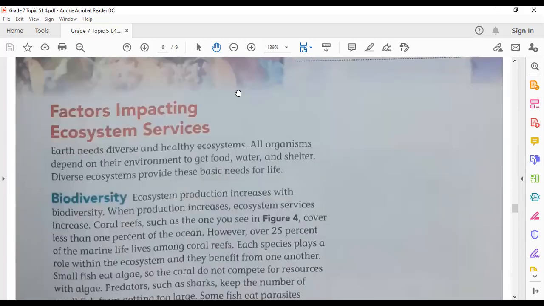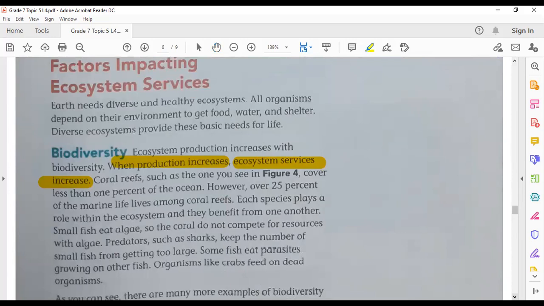As you know, in general, when biodiversity is high, this will increase production, so we will have more services. Ecosystem services increase. You can just read this line. This line will help you understand the effect of biodiversity on ecosystem services. The higher the biodiversity, the more production. Ecosystems will produce more and give us more services. Okay?